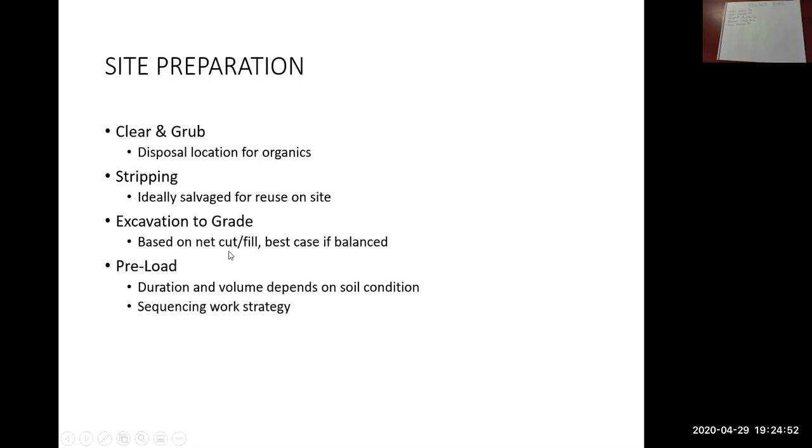You're only allowed to move the cuts into the fills if the specs tell you to do that. Don't assume that you can do that. That could be a very costly mistake.